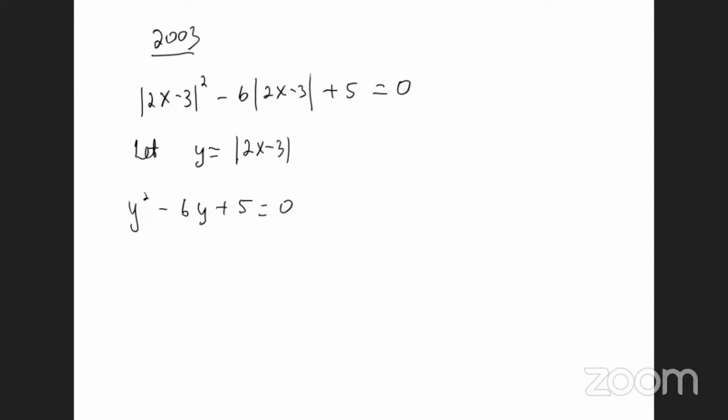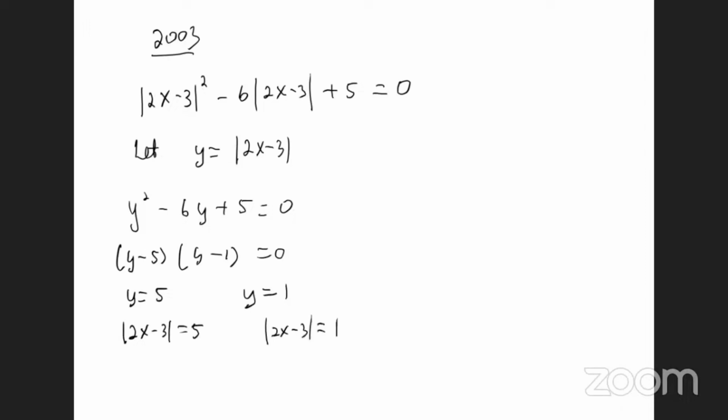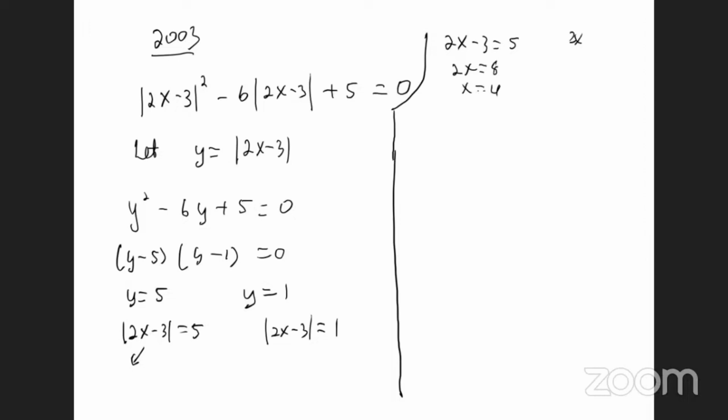All right. So when you work this out, you'll get y minus 5, y minus 1 is 0. y minus 5 means that y is 5, y minus 1 means y is 1. So this is 2x minus 3 is 5, and this one here is 2x minus 3 is 1. So you're doing it twice. You should get 4 answers. So this will be 2x minus 3 is 5, 2x is 8, x is 4. It could also be 2x minus 3 is minus 5. That'll be 2x is minus 2, x is minus 1.